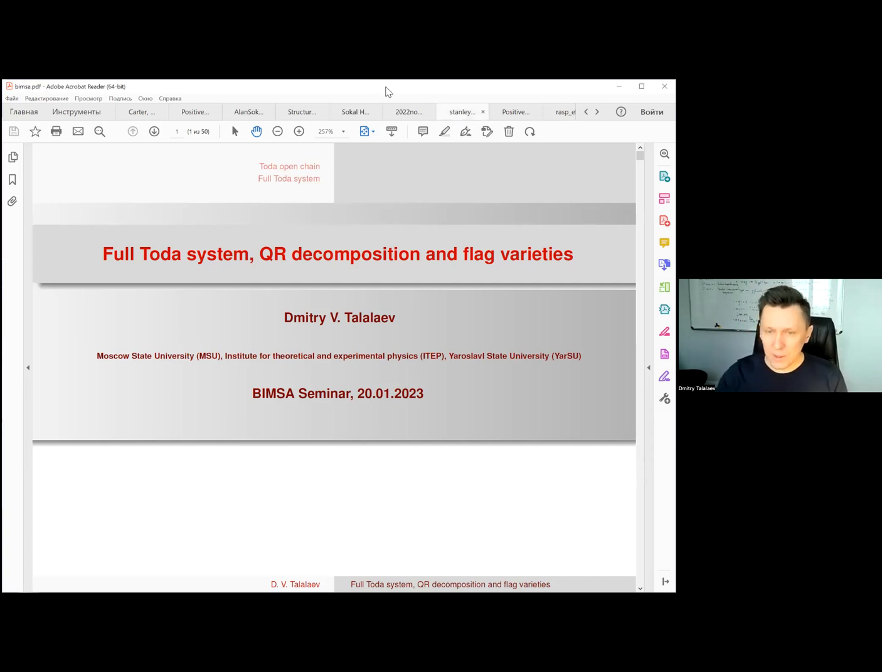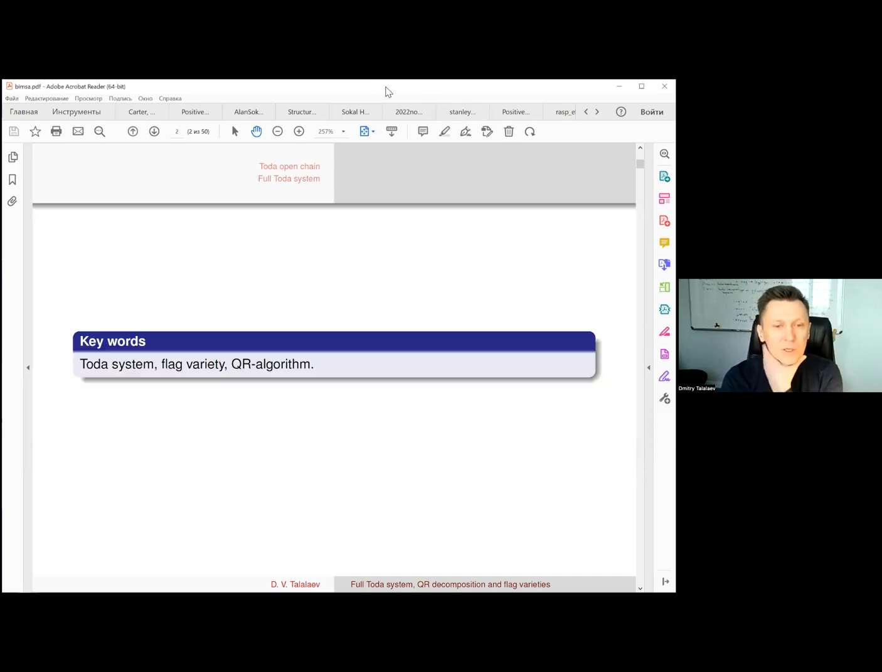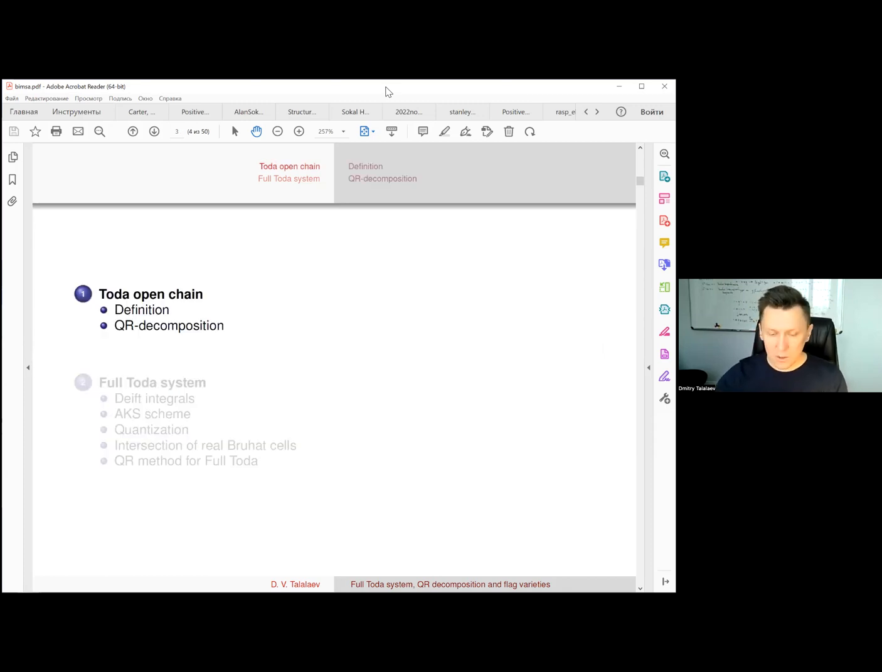So here are just some keywords related to this talk. The full Toda system is related to the geometry of Lie varieties, and the QR algorithm is also at the core of its mathematical nature. And my talk is based on some joint works with Yuri Chernyakov, Georgy Sharygin, and Alexander Sorin. Here is the plan, and I will start with some definitions.